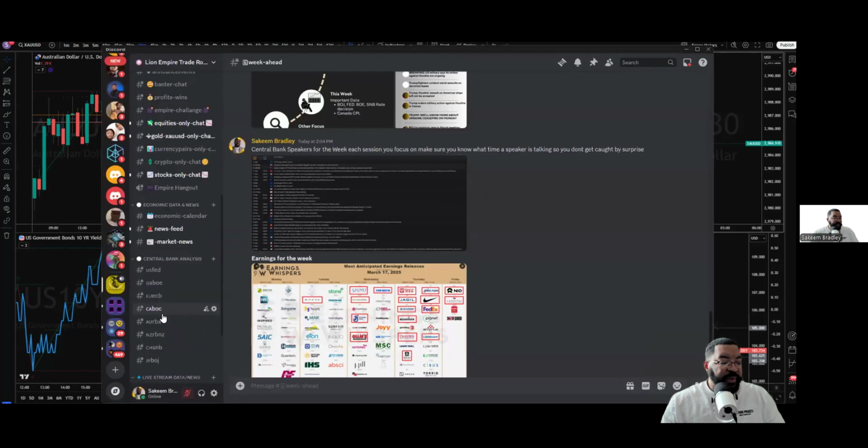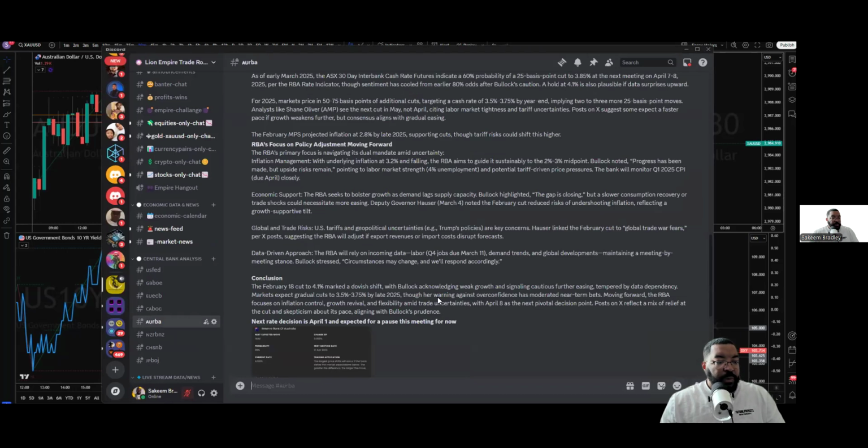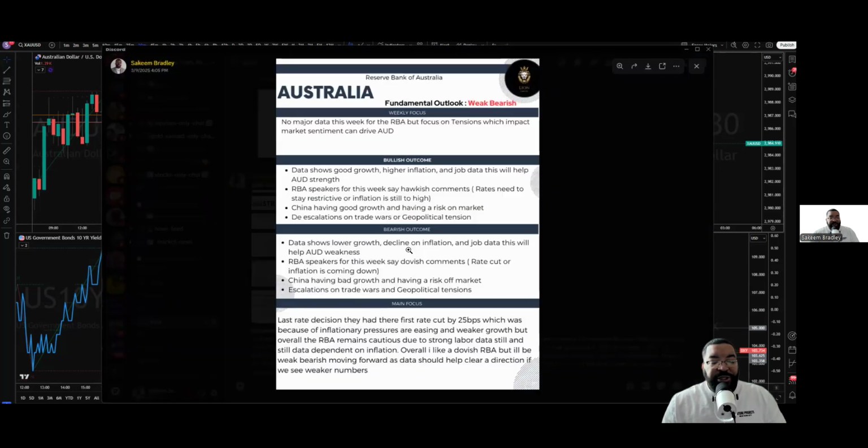Looking at the central bank tab, Australia, still weak, bearish, like overall when it comes to the fundamental outlook of Australia. They cut rates for the first time since COVID. So if we get a bearish print for the labor data, that would further confirm more of a dovish RBA, right? If we get that weaker labor data coming in, right? So right here, bearish outcome.